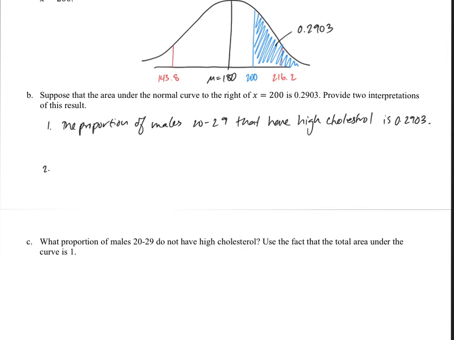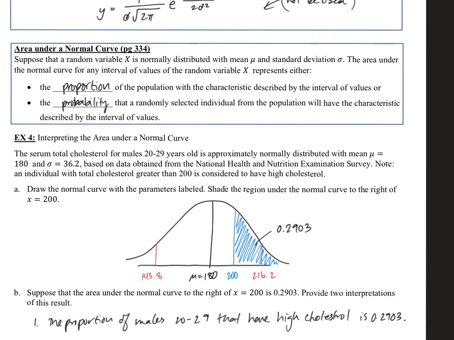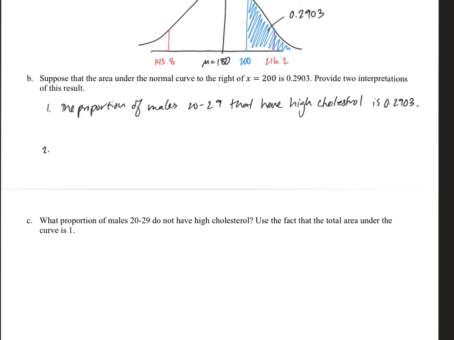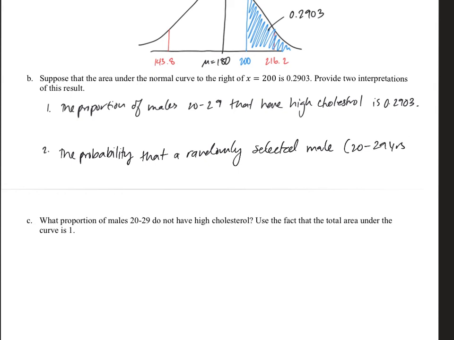And the second interpretation, let's take a look again at the top. It is the probability. Okay, so let's see. This is saying the probability that a randomly selected male 20 to 29 years has high cholesterol is 0.2903. So two interpretations, proportion and probability.